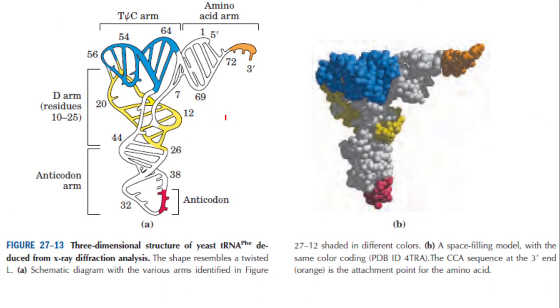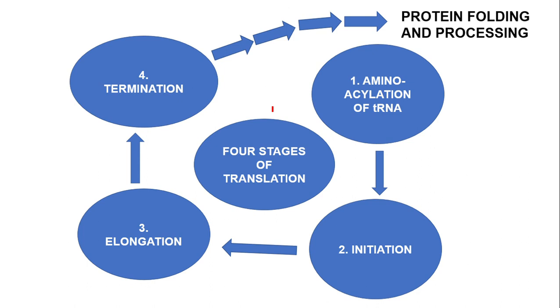This is the 3-dimensional structure of tRNA. Phenylalanine tRNA, obtained by X-ray diffraction analysis. Do you see something like an L-shaped picture? Yeah, 3-dimensional structure is like an L. Different arms are given here in this picture. Now we are going on to the stages of protein synthesis.